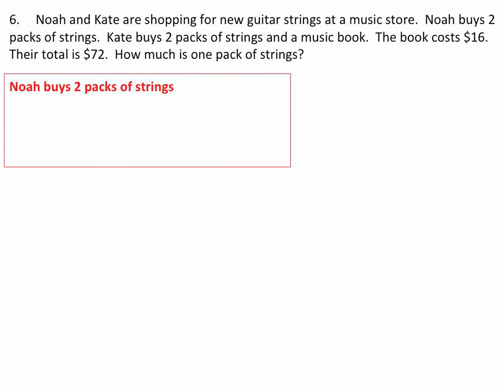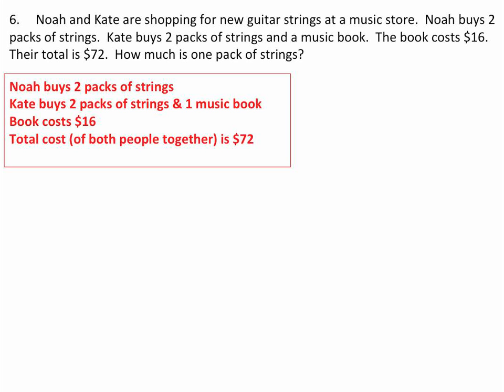So Noah's buying 2 packs of strings. Kate's buying 2 packs of strings and 1 book. The book costs $16. The total cost, which is both people together, is $72. And I'm looking for how much is 1 pack of strings.